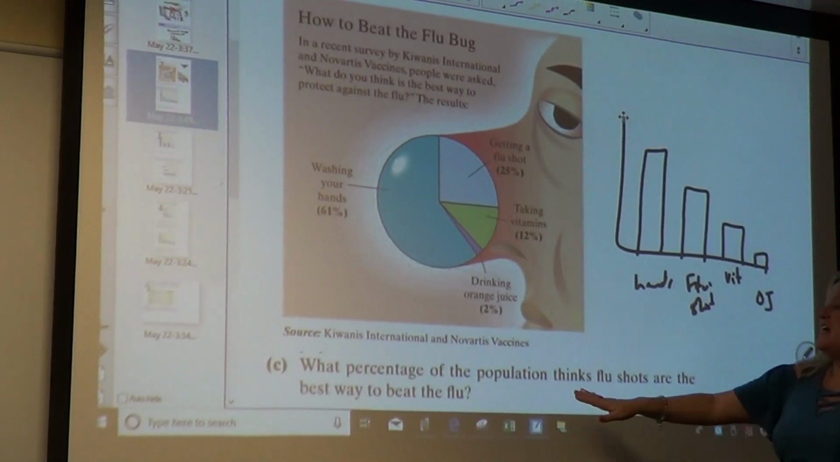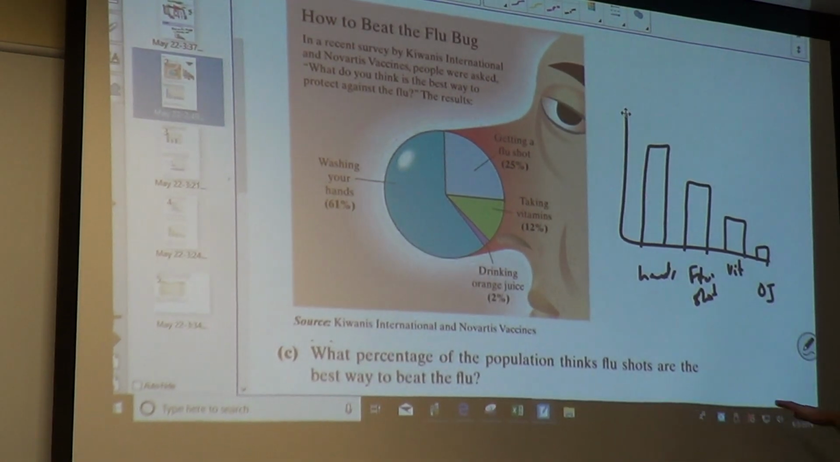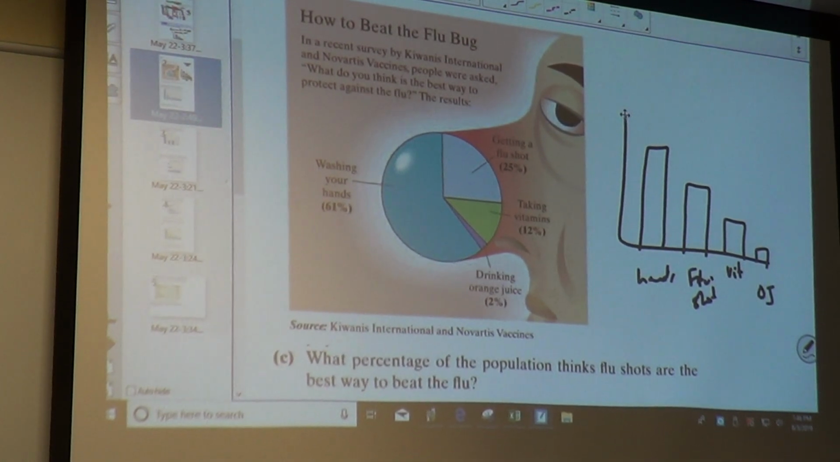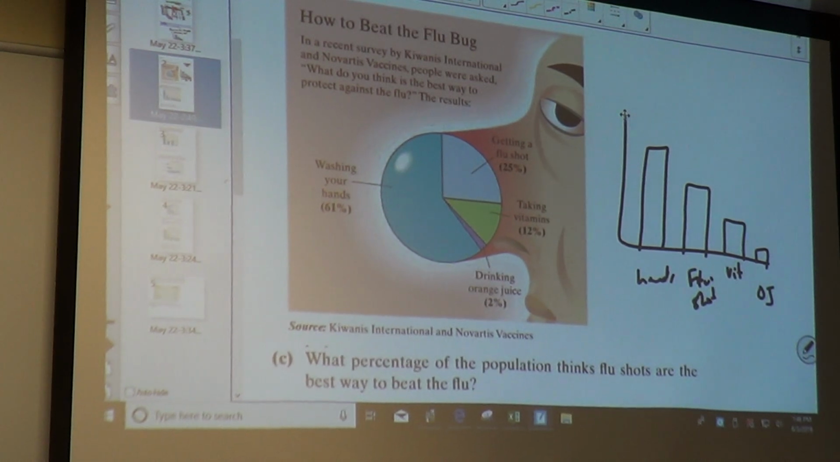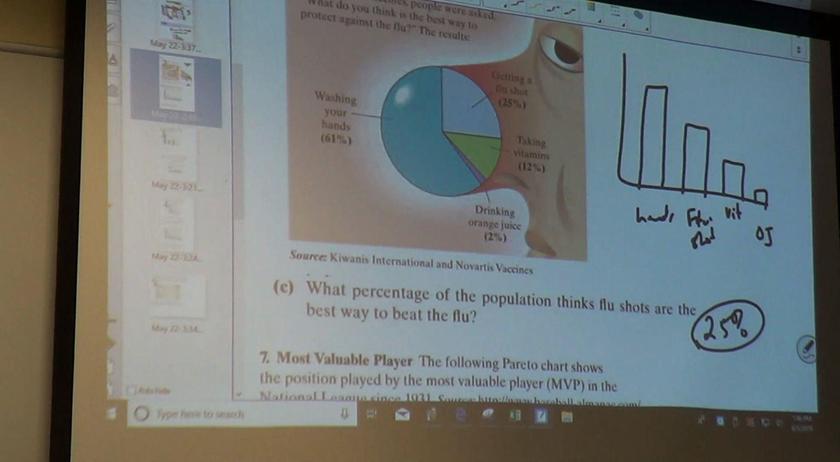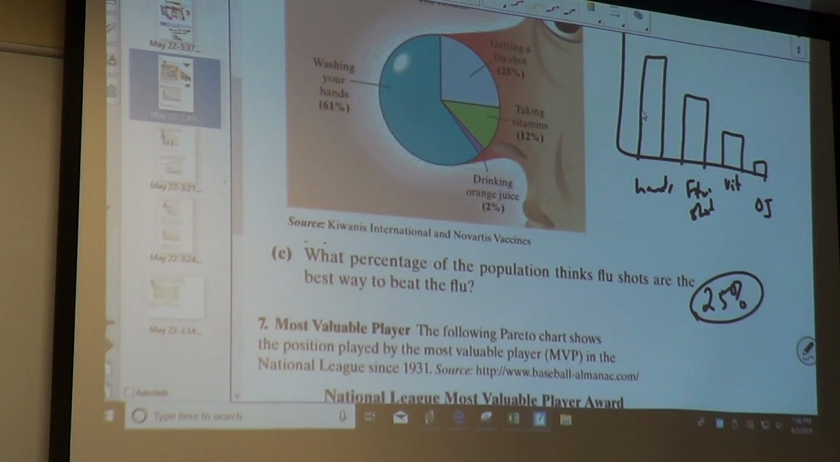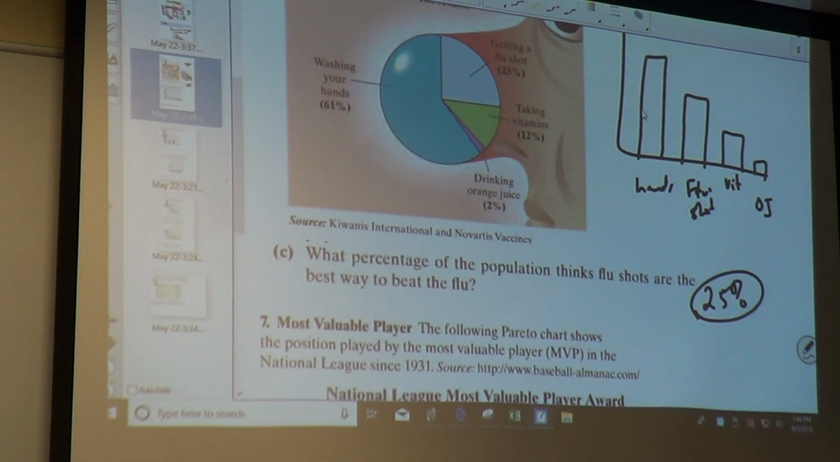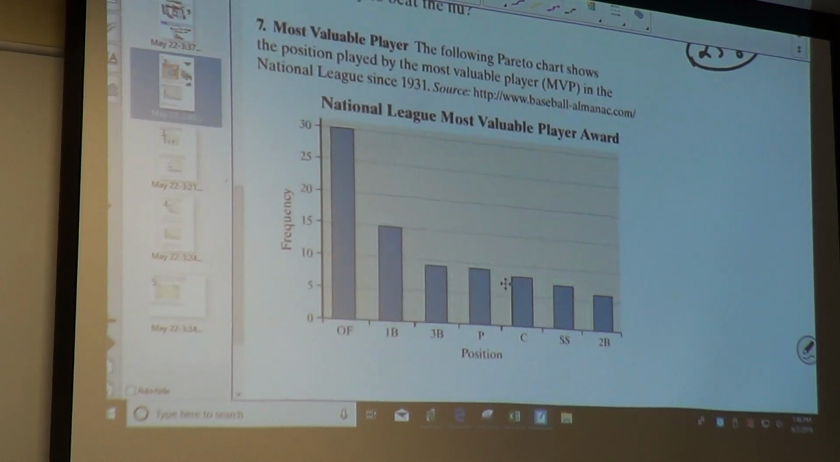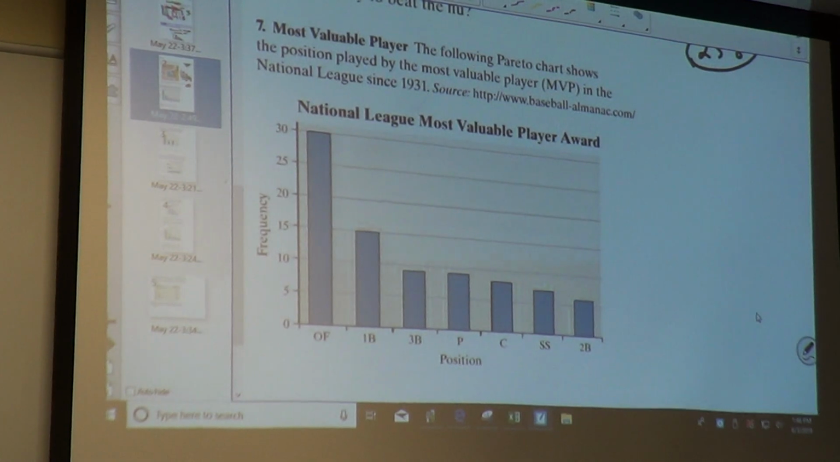Let's answer a question. What percentage of the population thinks flu shots are the best way to beat the flu? 25%. Don't make life harder than it is. They're making sure that you can read the data, the raw data that has been turned into graphical data. All right, here is what kind of graph? A bar graph that has been turned into a Pareto chart.